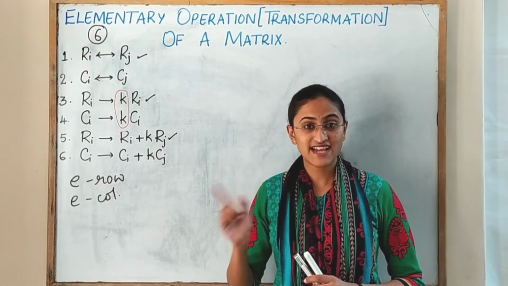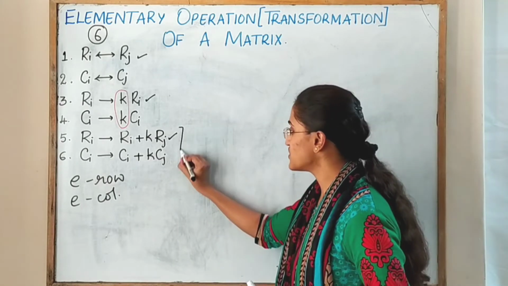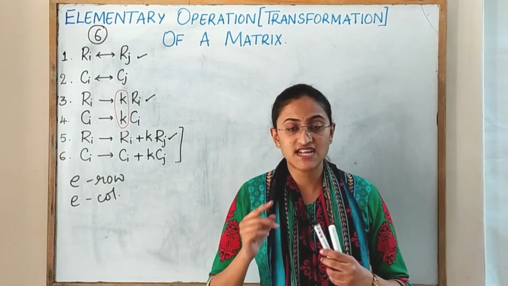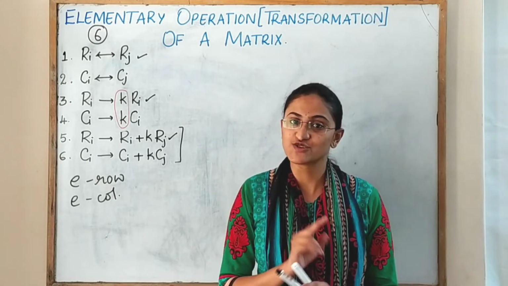Moving on to the next two operations. These two operations denote that you can add or subtract any two rows or any two columns.